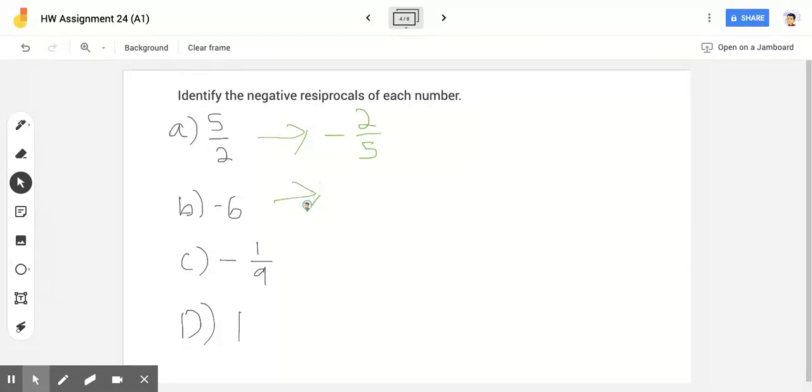-6. The negative reciprocal of -6. We know it's going to be positive, because negative means opposite. It's going to be positive 1/6. The negative reciprocal of -1/9 is going to be a positive 9. And the negative reciprocal of positive 1 would technically be -1/1, which is simply equal to -1. So, just a little introduction to negative reciprocals before we dive into these problems.